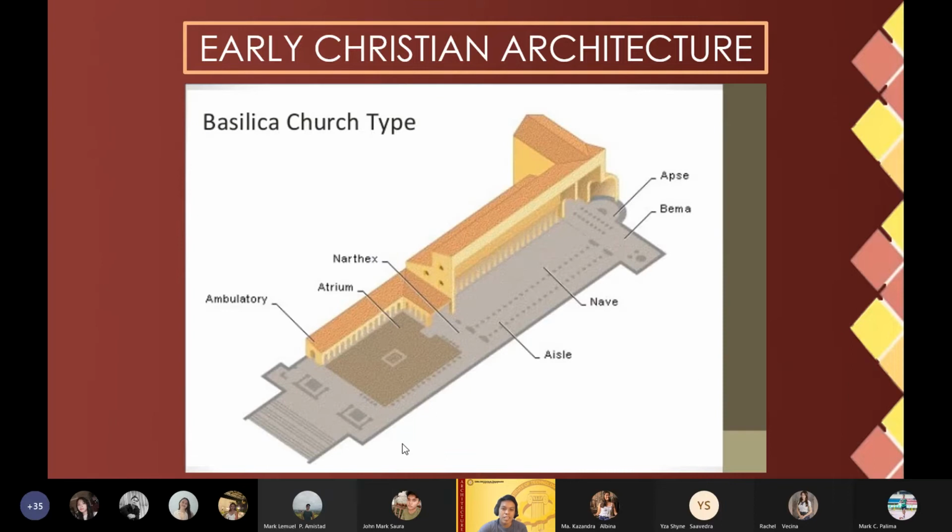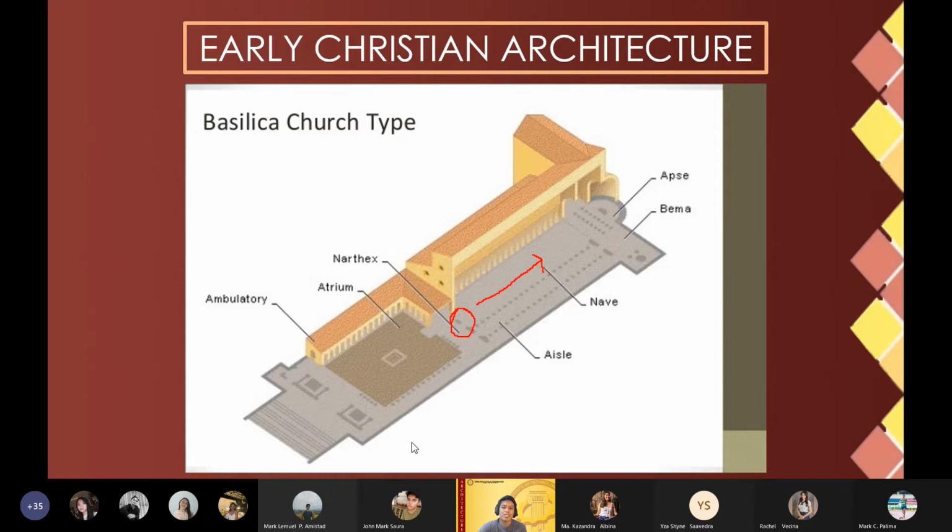So here, an isometric view. This one here is the nave. This one here is the narthex. The nave at the center. Aisles here on the sides. Narthex here, on the entrance part.